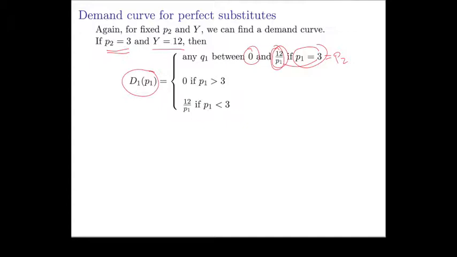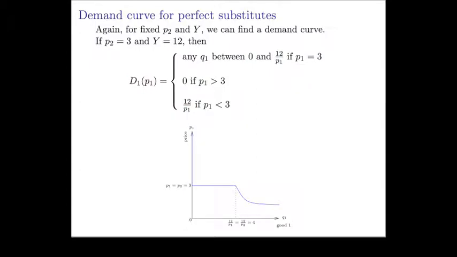However, if P1 is higher than 3, if good 1 is more expensive than good 2, then I'm not going to buy any of good 1. But if good 1 is cheaper than good 2, then I'm only going to buy good 1. I'm going to spend all my money. I have $12. I spend all $12 on good 1, and I can afford 12 divided by P1 units of it. So what does this demand curve look like?